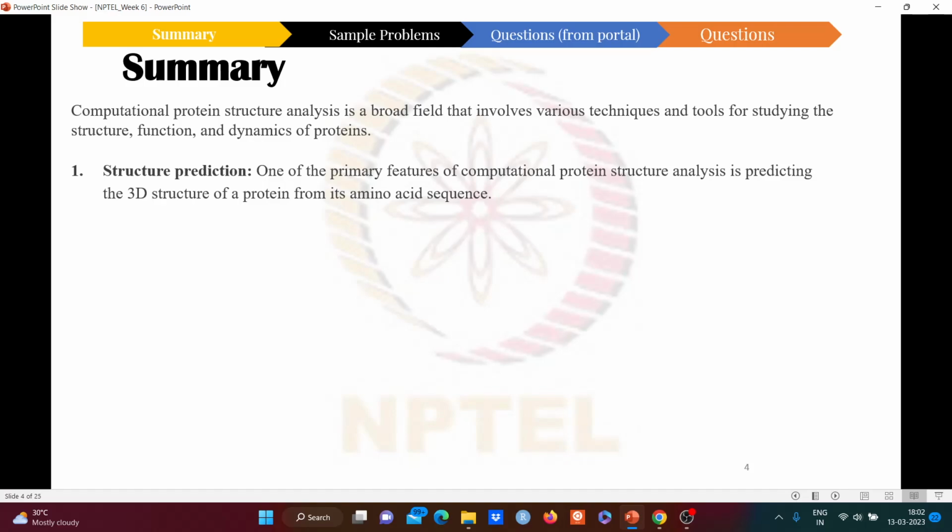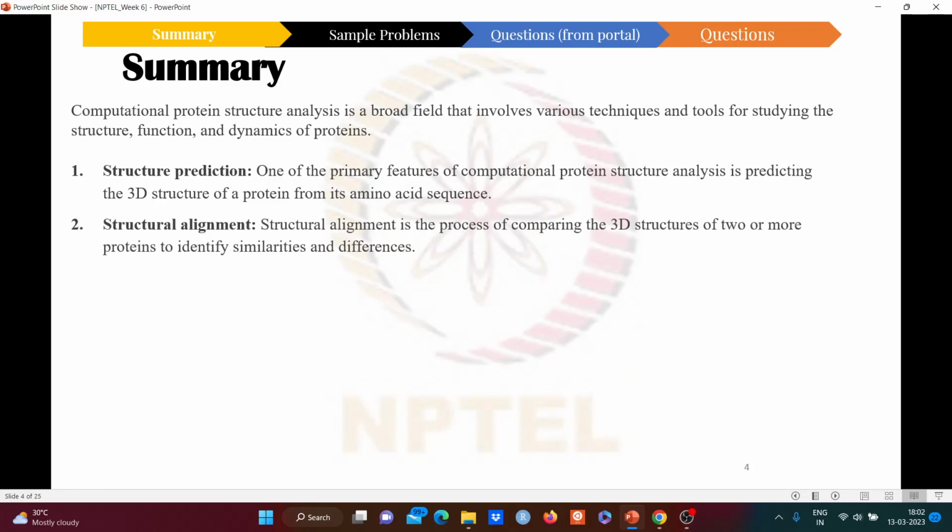First one is structure prediction. One of the primary features of computational protein structure analysis is predicting the 3D structure of a protein from its amino acid sequence. This structure prediction involves algorithms and computational methods to predict the most energetically favorable conformation of the protein.